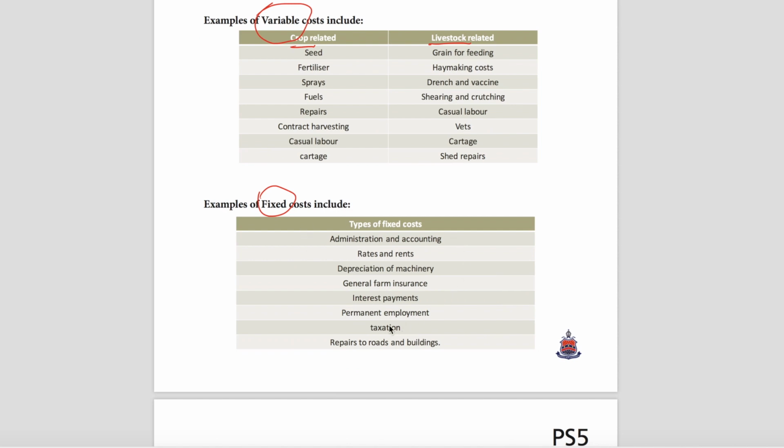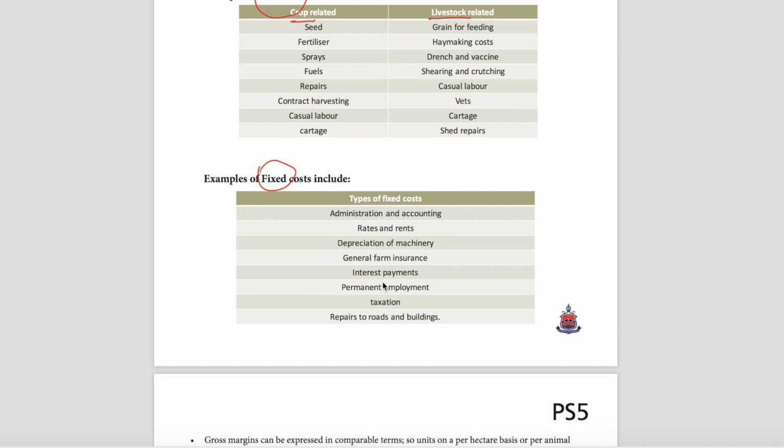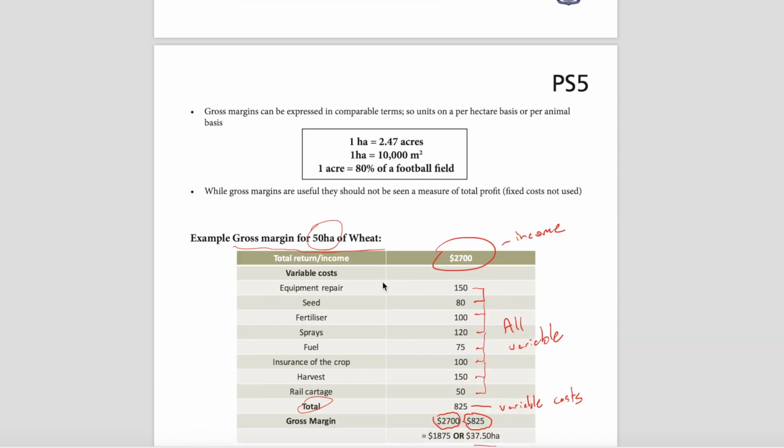Examples of fixed costs which you do not include in a gross margin include administration and accounting, rates and rents, depreciation of machinery, general farm insurance, interest payments, permanent employment, taxation, and repairs to roads and buildings. All these things are going to have to be paid no matter what, whether you grow a crop or an animal anyway, and whether you increase it or decrease it. So those things are fixed, and you don't bother including them in a gross margin.